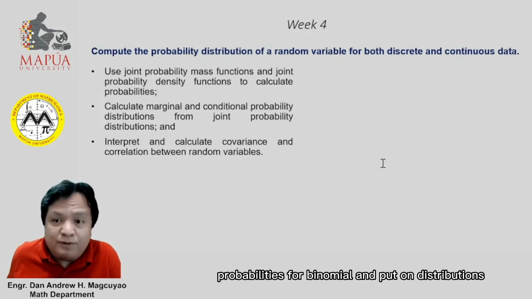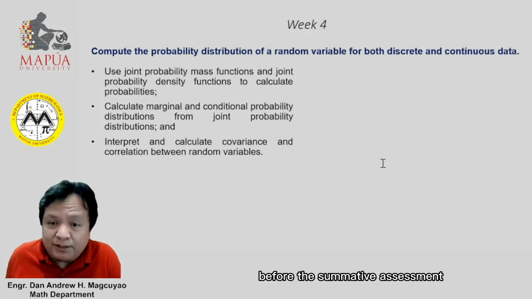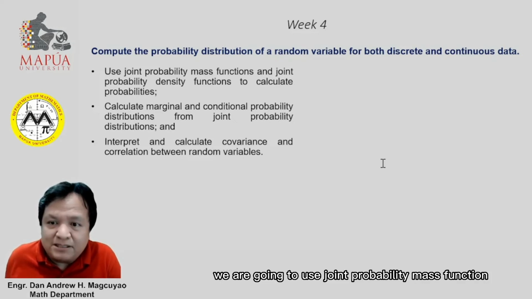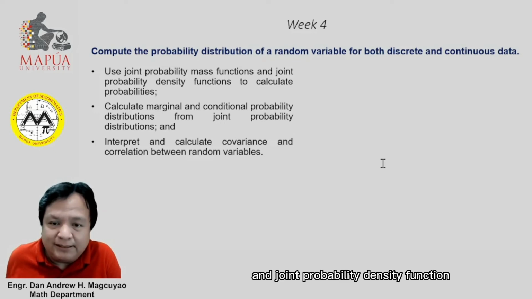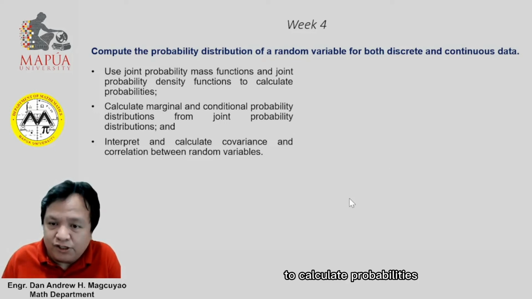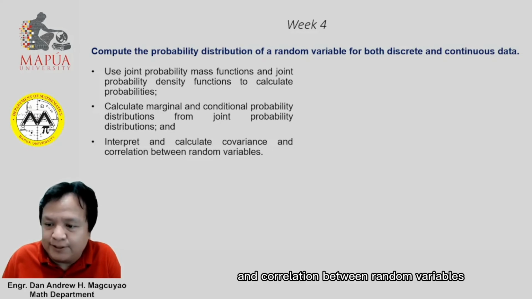In the fourth week, before the summative assessment, we're going to use joint probability mass function and joint probability density function to calculate probabilities. Calculate marginal and conditional probability distributions from a joint probability distribution, and interpret and calculate covariance and correlation between random variables.